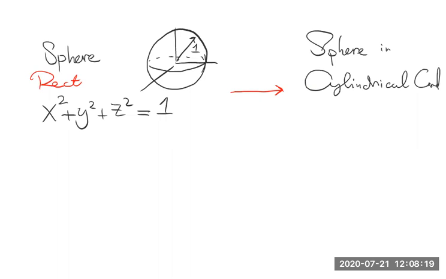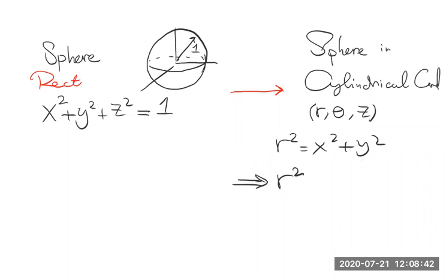Well, again, in cylindrical coordinates, we should write down an equation for r, theta, and z. Maybe it's good to write it on the right side. So r squared is x squared plus y squared, right? On the other hand, x squared plus y squared plus z squared is 1. So if I add r squared to z squared, it would be x squared plus y squared plus z squared. So this thing is equal to 1.